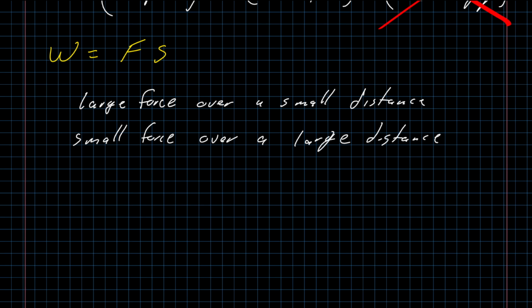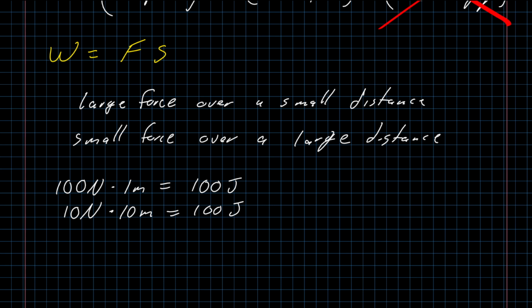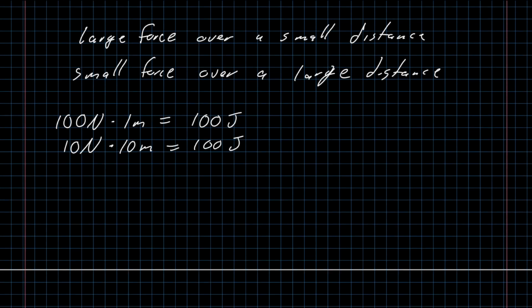If we apply 100 newtons of force over 1 meter, we get 100 joules of work. If we apply 10 newtons of force over a distance of 10 meters, we also get 100 joules of work. So that is the power of simple machines. We can drastically reduce the amount of force we have to apply to the machine and still get a larger force coming out of the machine.